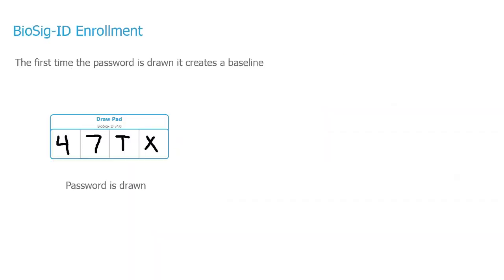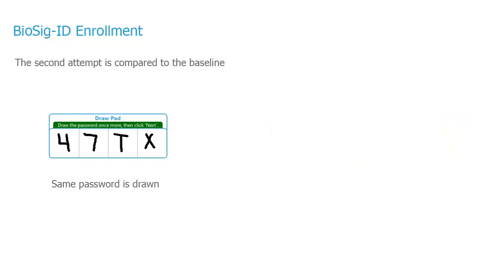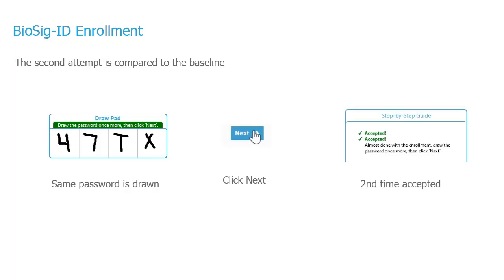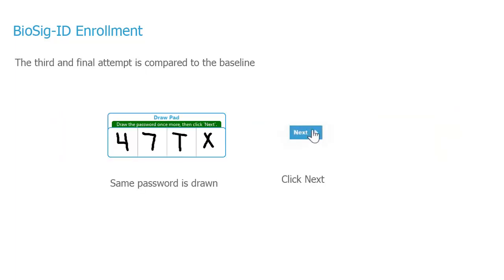The first time the password is drawn, it creates a baseline gesture biometric. The second attempt is then compared to the baseline to begin establishing a profile. The third and final attempt is again compared to the baseline to establish the profile.